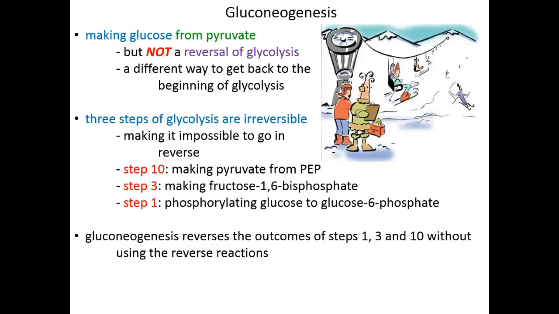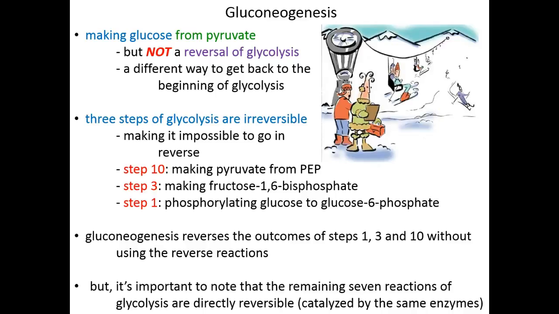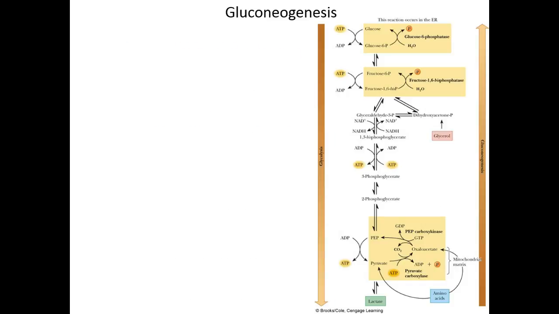Since the other 7 steps can flow backwards, all you need to go from pyruvate to glucose is 3 new reactions that can reverse the actions of Step 1, 3, and 10 of glycolysis. But again, it's important to note that the remaining 7 reactions we're not really talking about here do occur. It's just that they occur exactly as we've learned them already for glycolysis, going backwards. And they're catalyzed by the same enzymes.